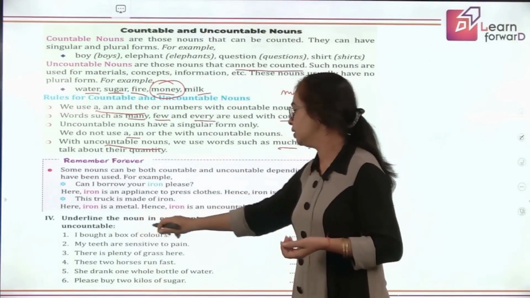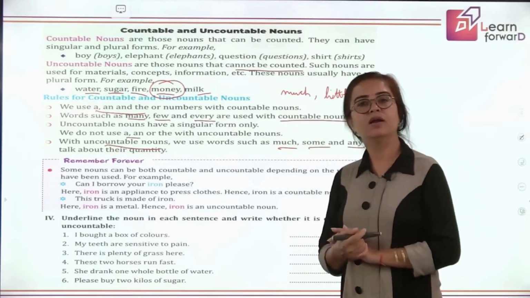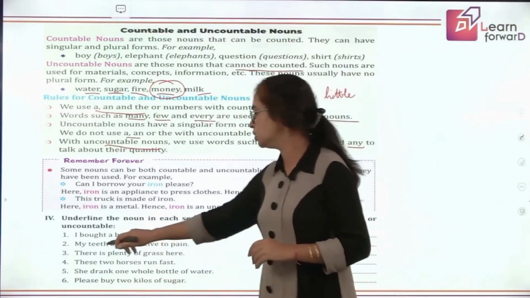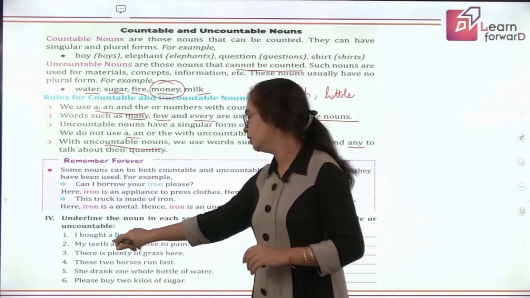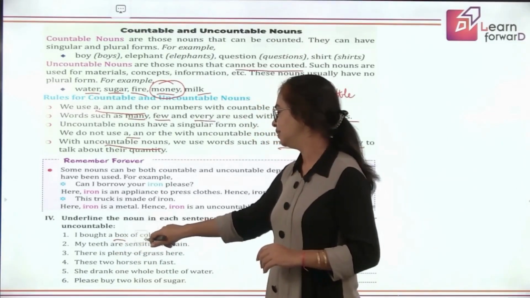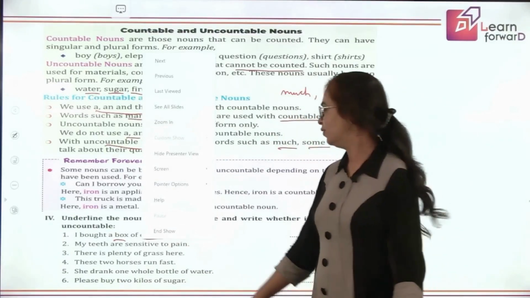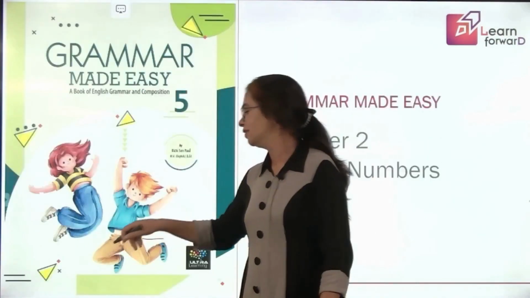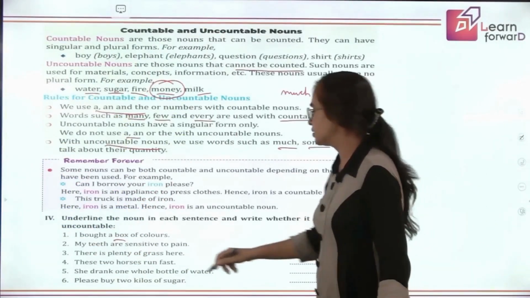Now underline the noun in each sentence and write whether it is countable or uncountable. Let's do this. So what are the nouns here? Let's first underline. Box. Next. Yes. And in the next sentence, who is going to tell me? Oh, yes, teeth. Good. Let's move to the next.